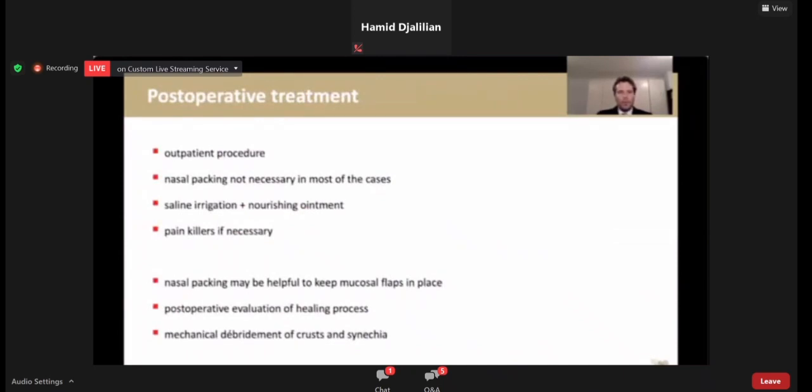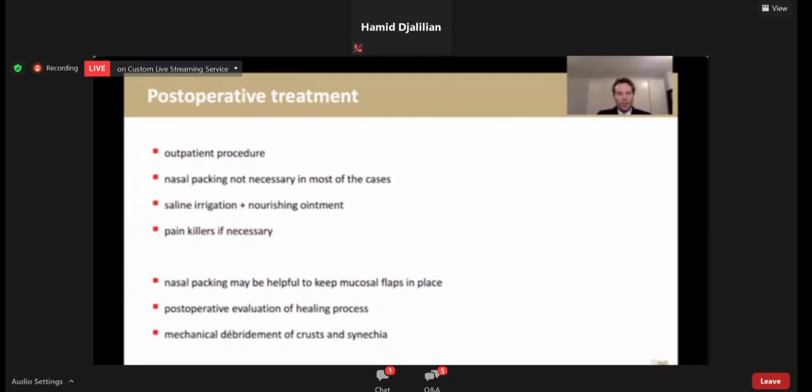What is the postoperative treatment of these patients? Most of the procedures I showed you can be done in the outpatient clinic. Normally there is no nasal packing necessary in those cases, but the patient should clean the nose with saline irrigation and nasal ointment, and painkillers can also be prescribed if necessary.